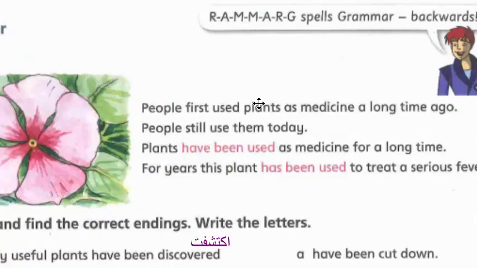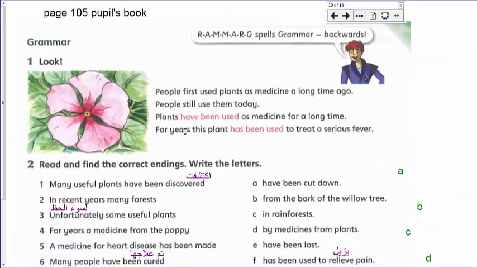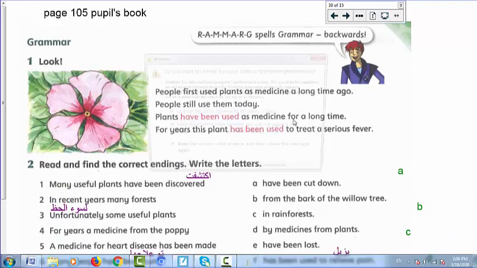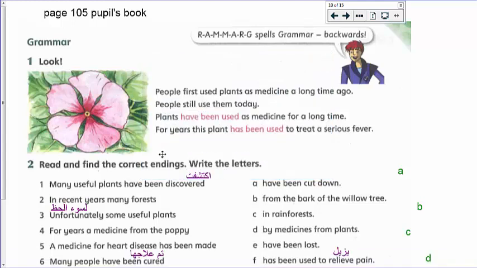Now, you can bring your pupil's book and open page 105 in order to discuss what we have here. Grammar. People first used plants as medicine a long time ago. People still use them today. Plants have been used as medicine for a long time. For years, this plant has been used to treat a serious fever. In the first sentence here, have been used, the plants, we are focusing on the action. Here, this plant has been used.